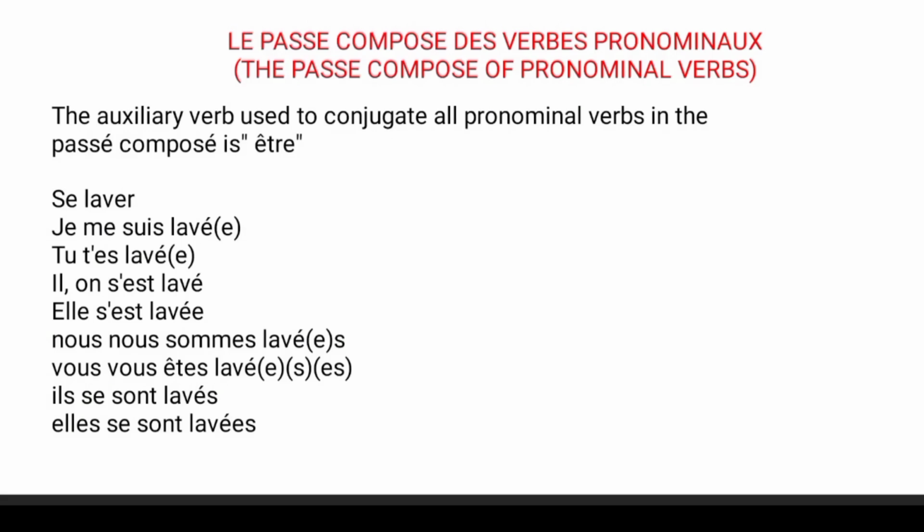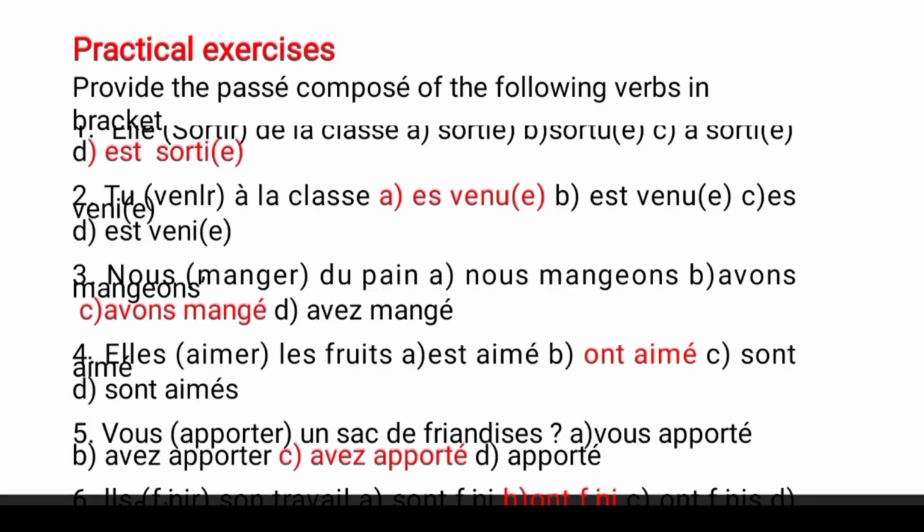So how do I derive my participe passé? It does not change. It's an ER verb. I remove the ER and add é. So I must say: je me suis lavé, tu t'es lavé, il s'est lavé, on s'est lavé, elle s'est lavée. Now look, there's agreement in gender because of the verb être. Nous nous sommes lavés, vous vous êtes lavés, ils se sont lavés, elles se sont lavées. Double E there because it's feminine. Agreement in number and gender.